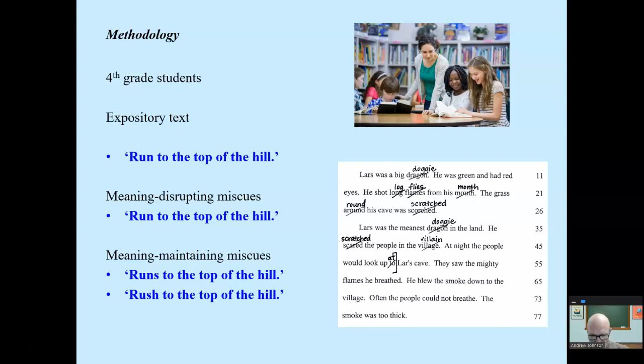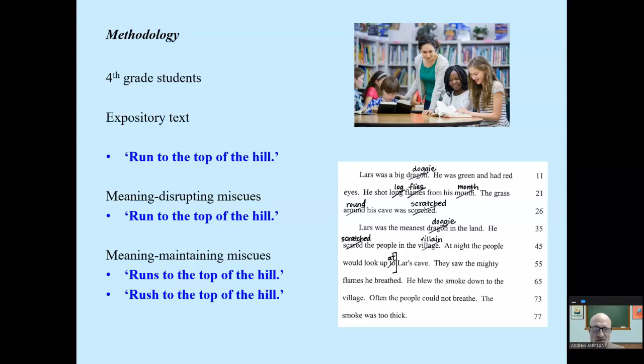Kusser looked at 2 types of reading miscues, a meaning disrupting miscue and a meaning maintaining miscue. A meaning disrupting miscue is when the miscued word does not fit within the context of the sentence. The author's intent is disrupted. For example, rat to the top of the hill is an example of this. It does not make sense within the sentence.